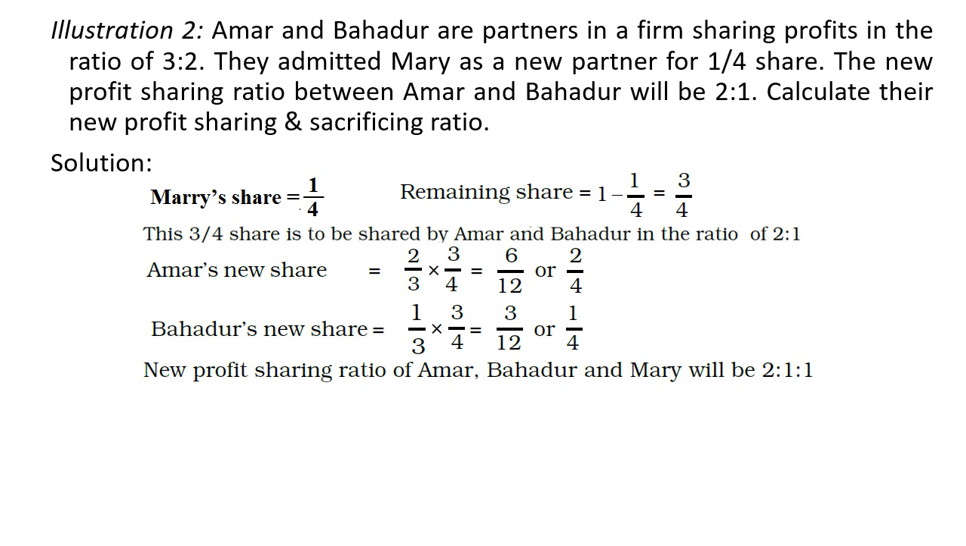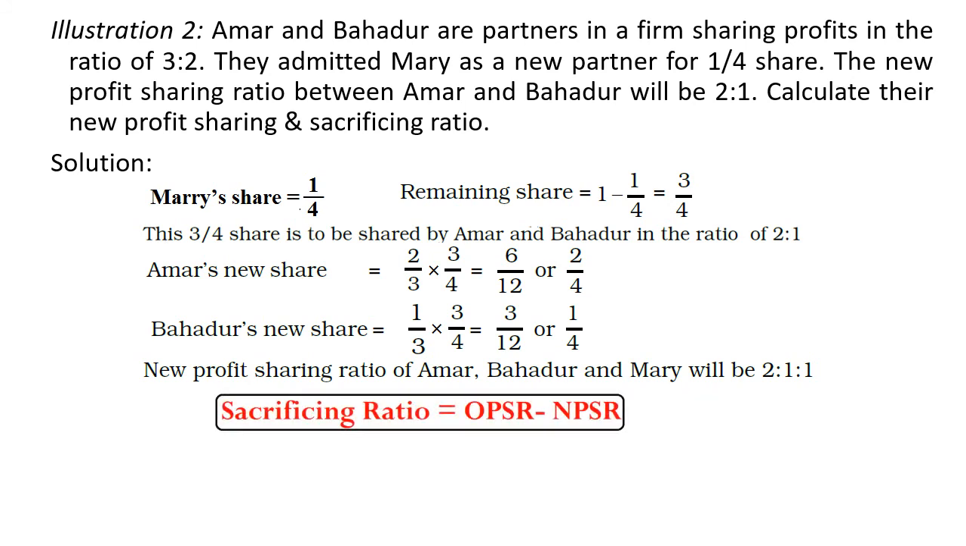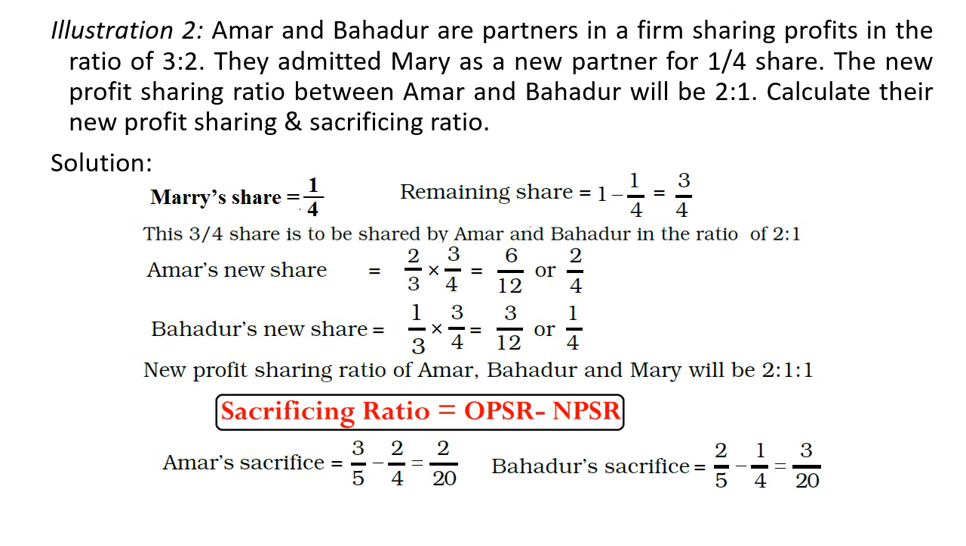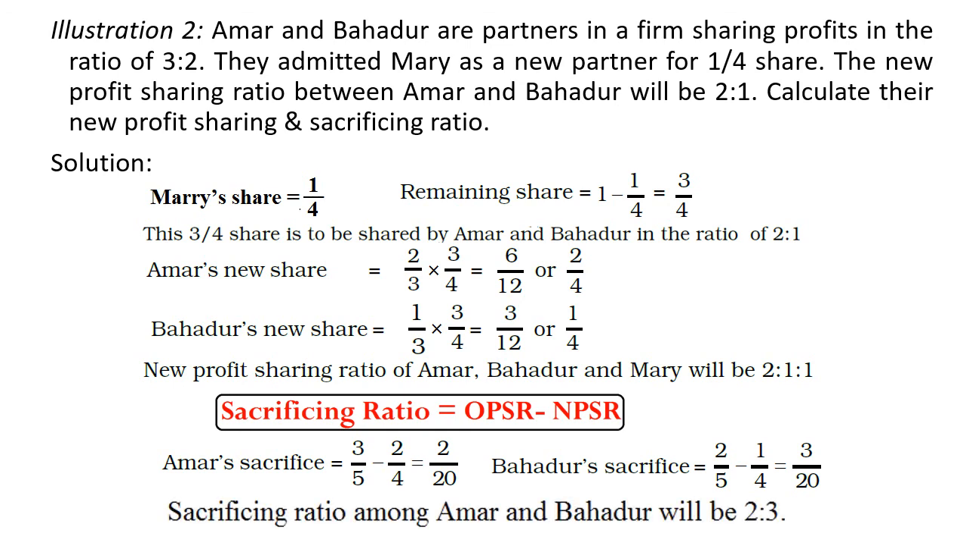Then calculation of sacrificing ratio. How to calculate sacrificing ratio? The formula is OPSR minus NPSR. Amar's sacrifice is equal to OPSR 3/5 minus NPSR, which we just calculated, 2/4. 3/5 minus 2/4 is equal to 2/20. Bahadur's sacrifice is equal to OPSR 2/5 minus NPSR 1/4, therefore 3/20. So the sacrificing ratio will be 2:3, right?